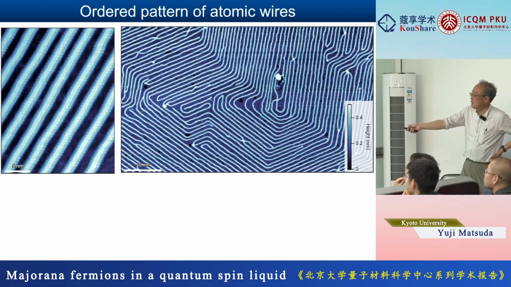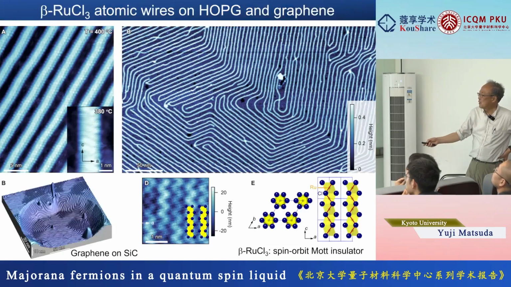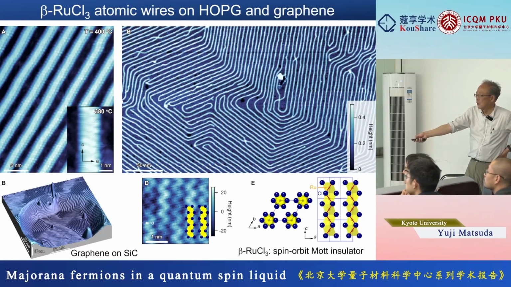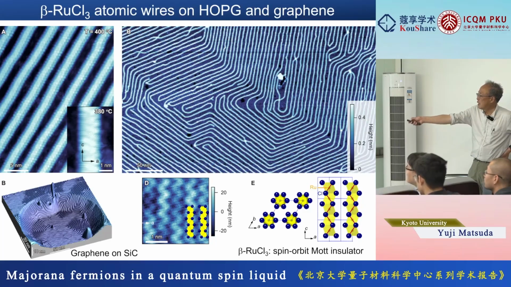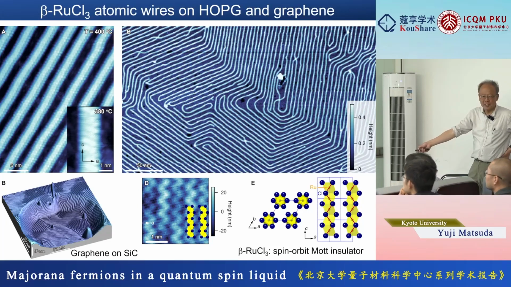During the experiment, we observe this ordered pattern of atomic wire. Rather surprisingly, this atomic wire can be grown on graphene. Not only HOPG, but we can also succeed to grow it on graphene on silicon carbide. After this experiment, we found this wire is not alpha RuCl3, but beta RuCl3. This is a spin-orbit Mott insulator.